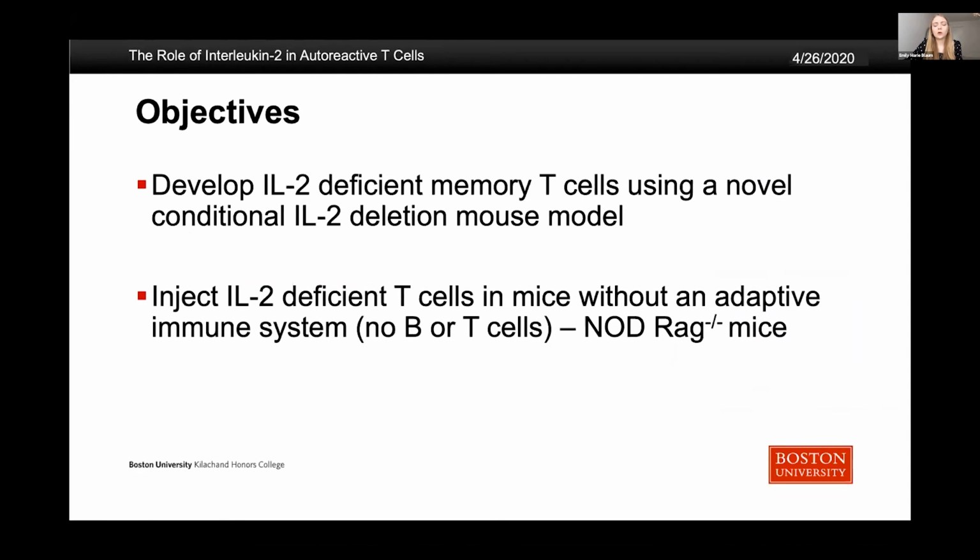So the first is that I wanted to develop IL-2 deficient memory T cells using that novel conditional IL-2 deletion mouse model, the NOD-IL-2 flox mouse that I mentioned earlier. And then after I created these IL-2 deficient memory T cells, I wanted to inject these into mice without an adaptive immune system, meaning they have no B or T cells, and these are called the NOD-RAG mice, really to understand how these IL-2 deficient memory T cells function in the mice, and if they at all impact the T cell population in the mouse or impact the diabetes development of these mice.